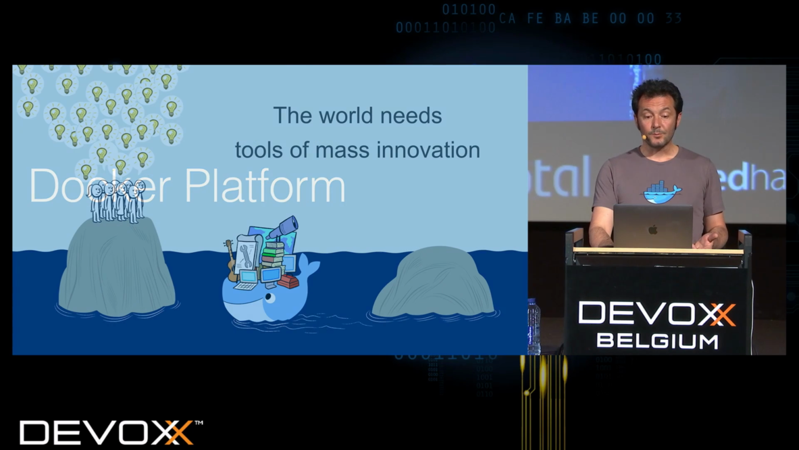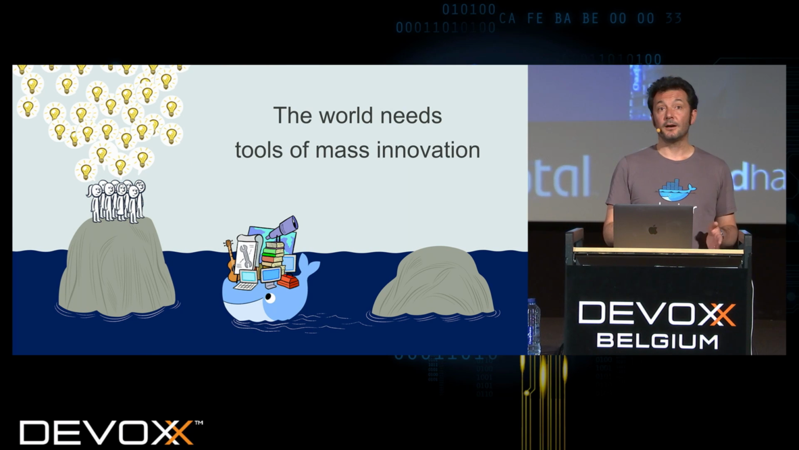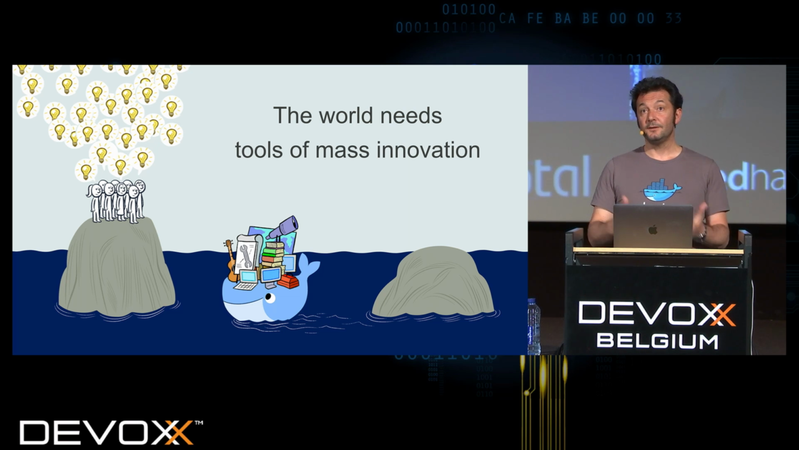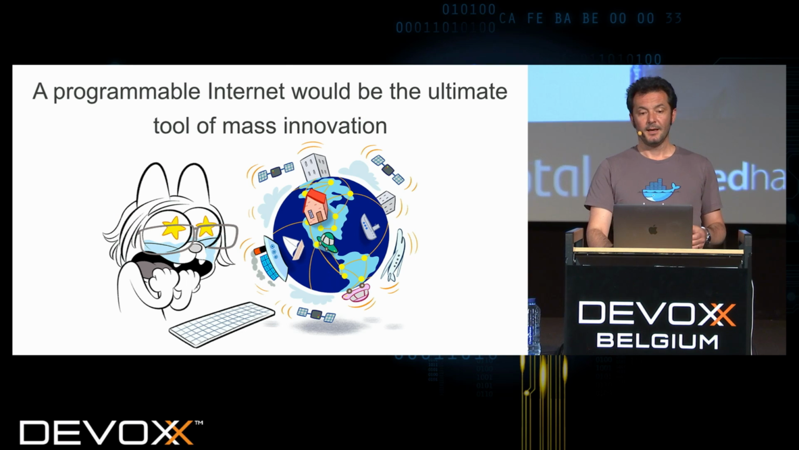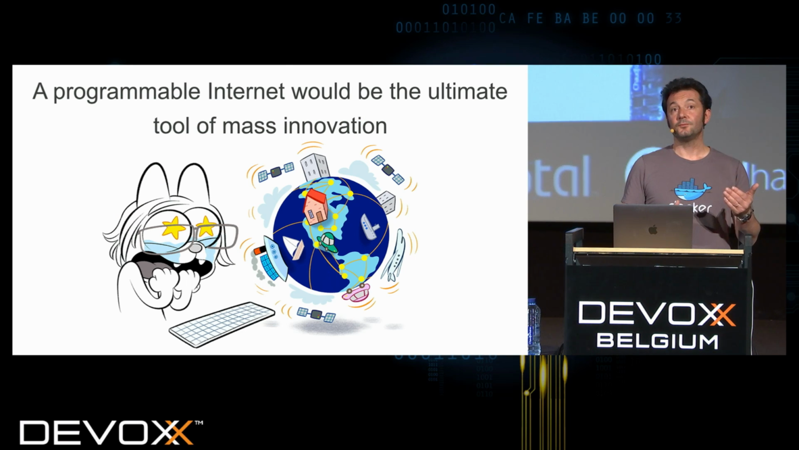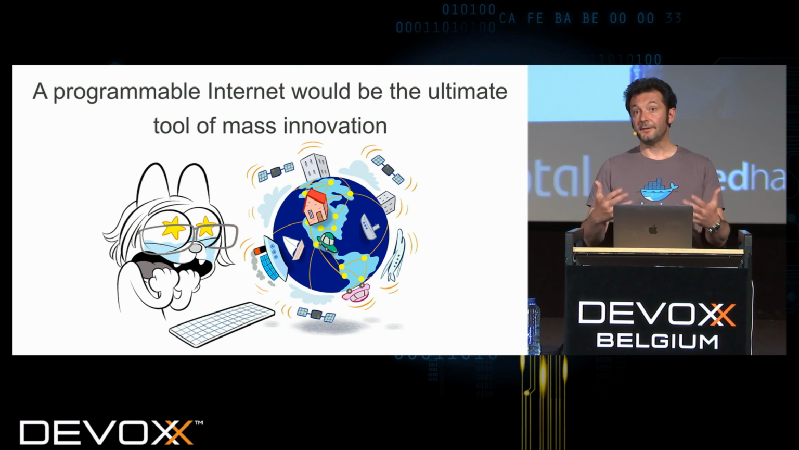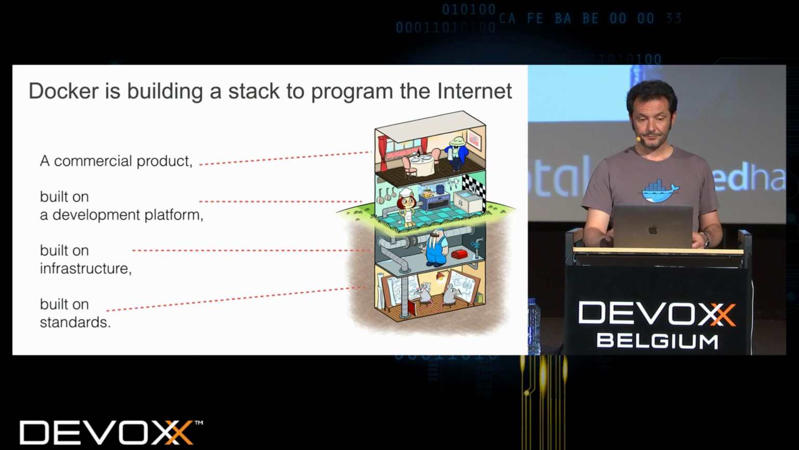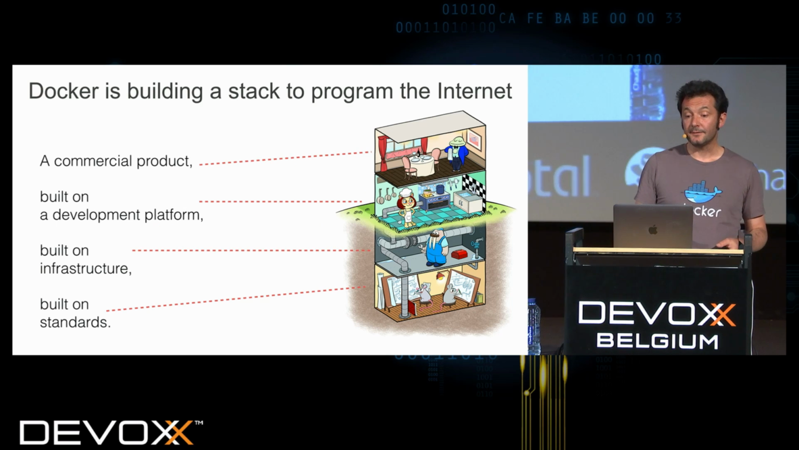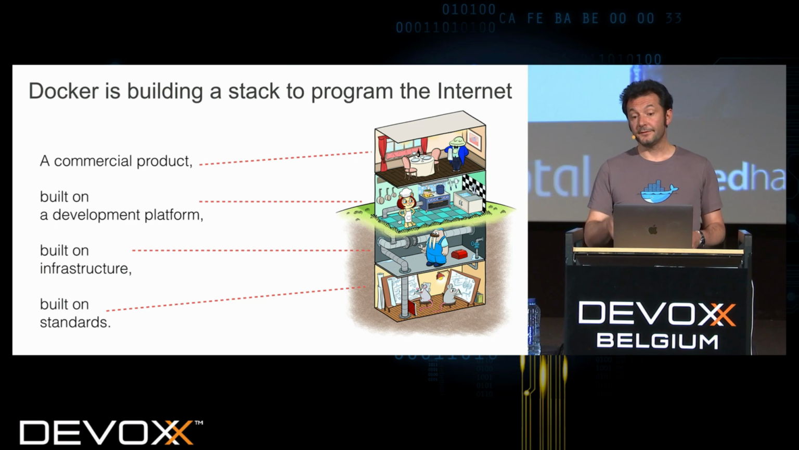So let's talk about the Docker platform. At Docker, our goal is to build what we call tools of mass innovation. That means finding technologies that help people innovate with a mass aspect. And one of the tools that we think will create the most innovation with what's happening right now is the internet, being able to program internet devices. And so in order to do that, we're building our product as a stack.